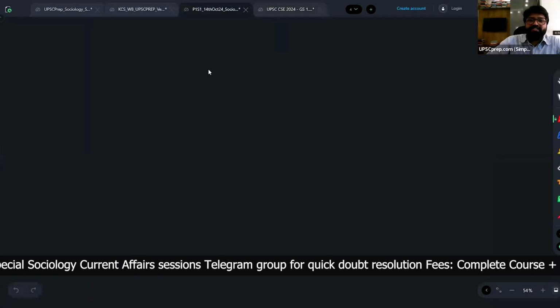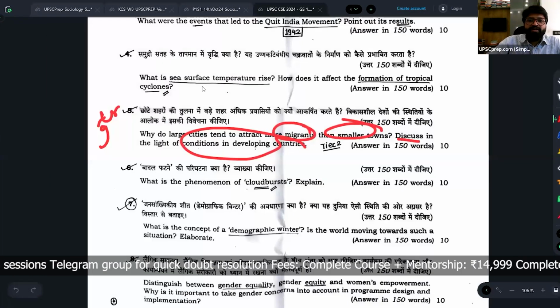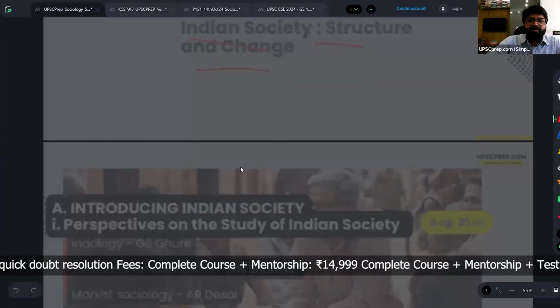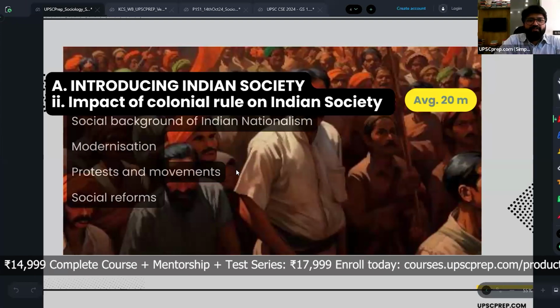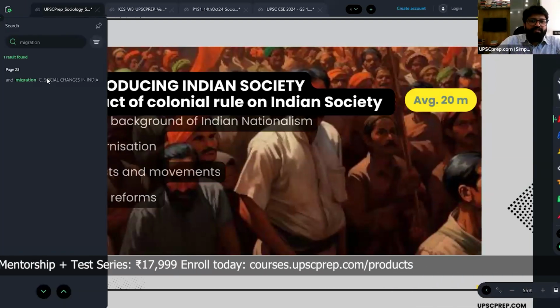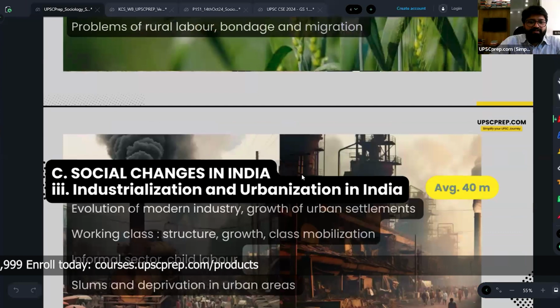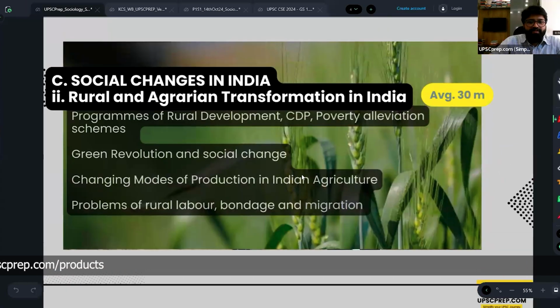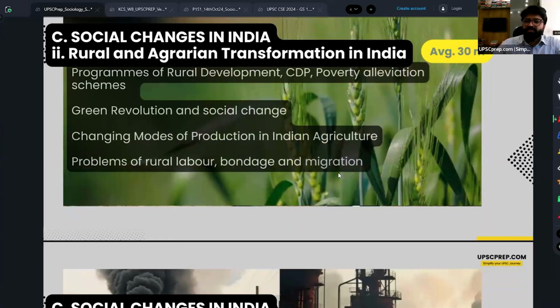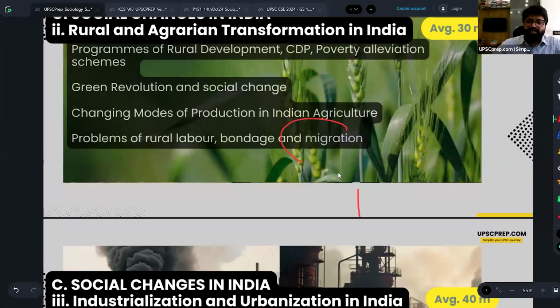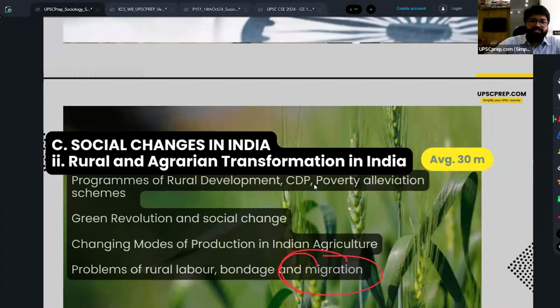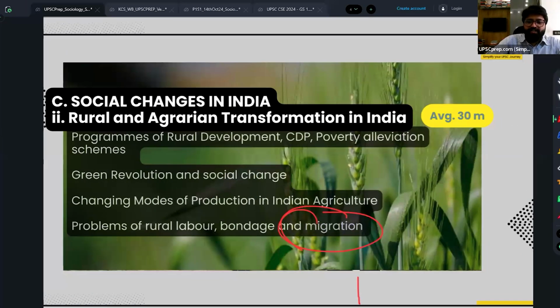Let us quickly look whether that is there as a part of the syllabus or not. Let us look at the syllabus. Let us see whether migration is there or not. Let me search for migration. Yes, look here. And if you want me to open this chapter also, for example, rural and agrarian transformation, let me open that slide.